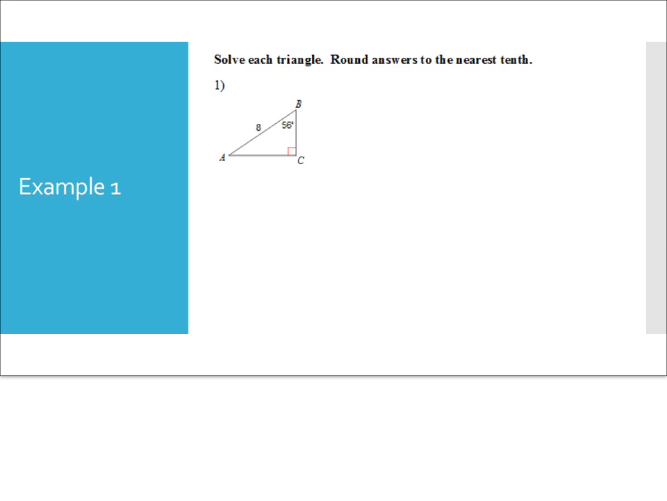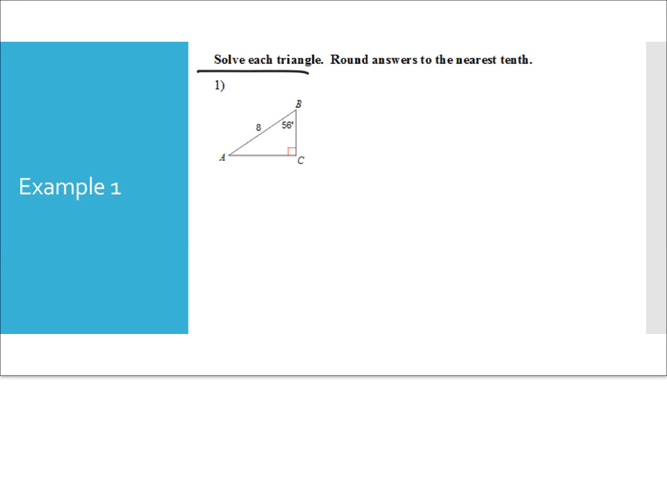Okay, here we go. Example 1. The directions will simply say something like solve each triangle. They may ask for things specifically, but if they say solve each triangle, that means find everything. Round all of our answers to the nearest tenth. So all we have is one side and one angle.